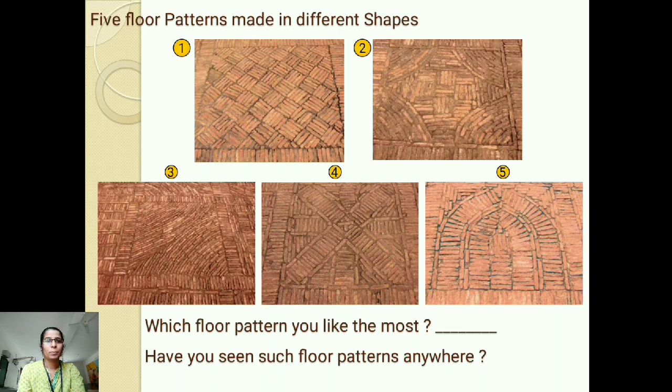So it can be like four different triangles being kept aligned with it. And the fifth one, you can see a shape of an oval, a half oval shape, how it is being arranged, but it also looks like an arc. So which flow pattern do you like the most?